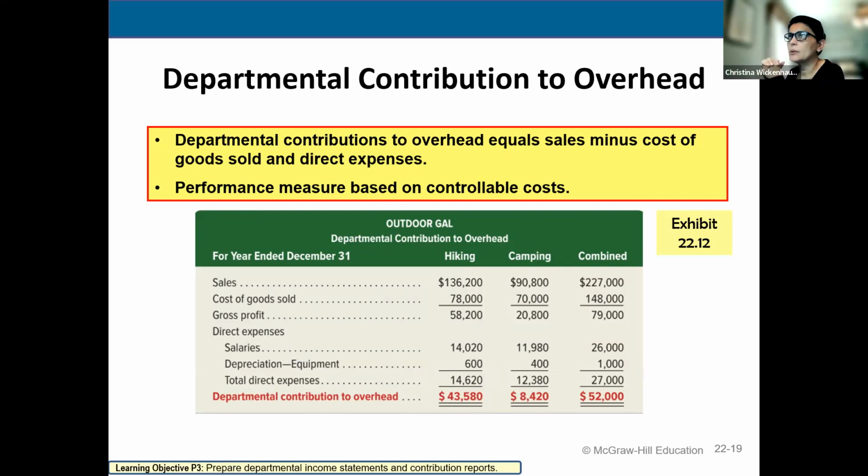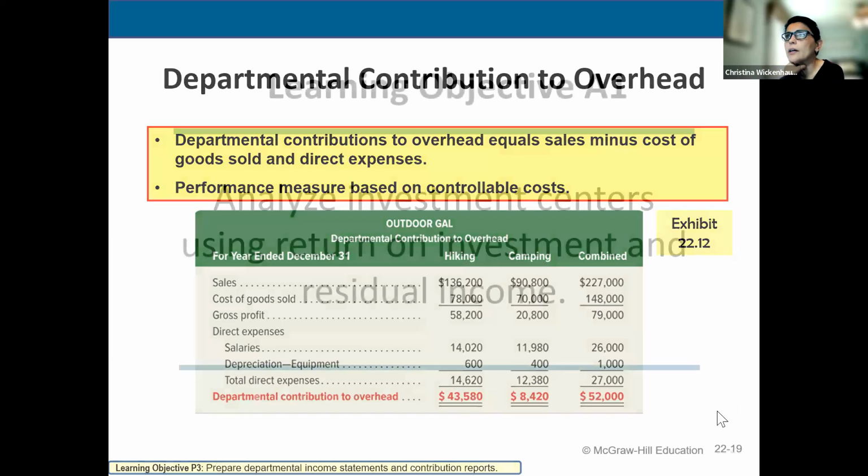So the bigger overhead would be like your VP salaries and president salaries and things like that. All of those are indirect, bigger costs. And so they're able to cover those costs, or if all those costs are covered, it'll go straight to income. So that's how that works.